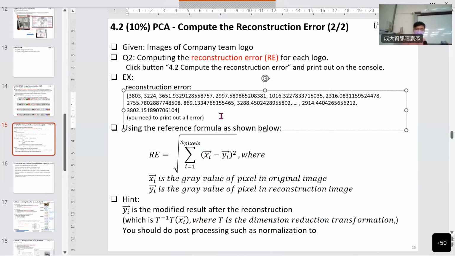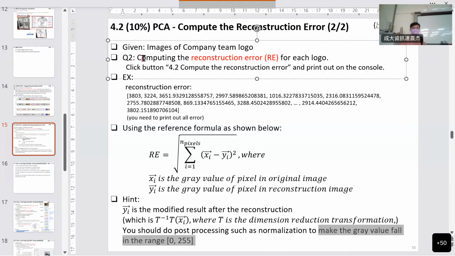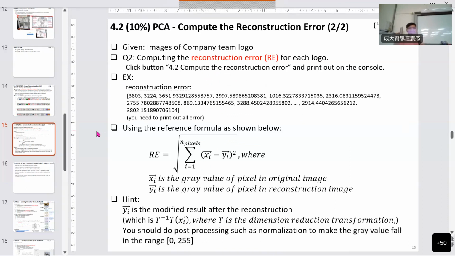Wait, not like that right now. Let it go home. Yeah. Q2, usually write something. Don't write it as a hint. Yeah, that's my mistake.